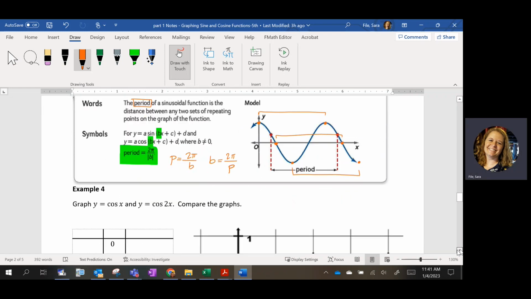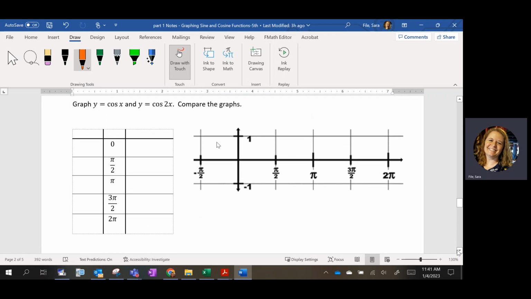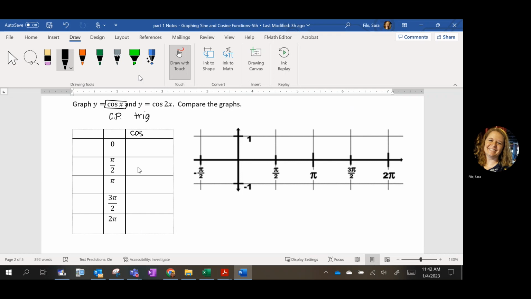All right, so let's try this. So now we're going to use cosine as the parent function. Okay, so I'm going to put my critical points, and to the right of that is always my trig column, and this time my trig is cosine. So what should this column be? What are the cosine values at these critical points?